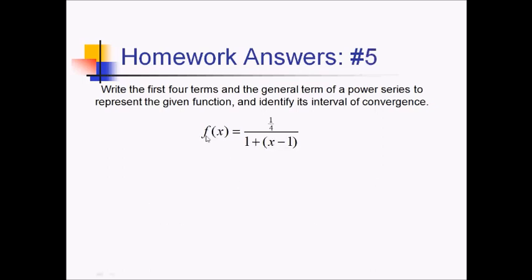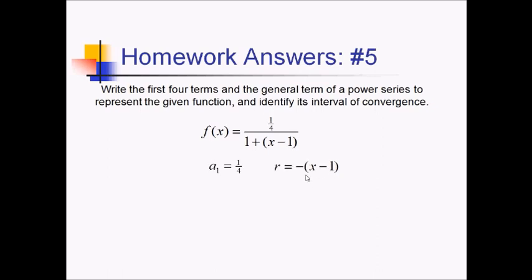For this problem, I want the first 4 terms and the general term of a power series to go with this function, and then the interval of convergence. Let me start by identifying the a1 and the r values. a1 is whatever's in the numerator here, so 1/4. For the r value, it's whatever's being subtracted from 1 in the denominator. Since we have 1 plus x minus 1, that means negative x minus 1, or negative parentheses x minus 1, I should say, is the r value for this.